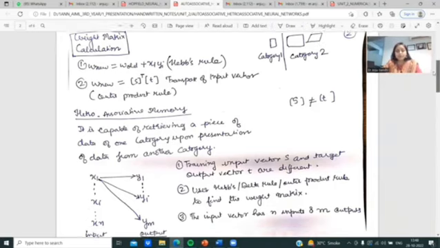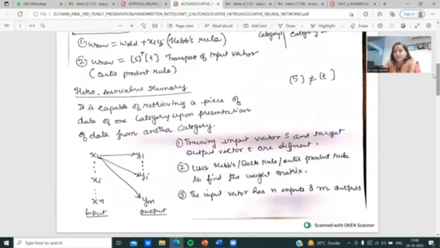So let me discuss the definition and the architecture now. Hetero-associative memory is capable of retrieving a piece of data of one category upon presentation of data from another category, right? For example, in the previous slide, we have seen that we have a distorted image of a sphere, but it can easily identify that this is a rhombus. So this can be possible. This pattern association is possible in the case of hetero-associative memory.